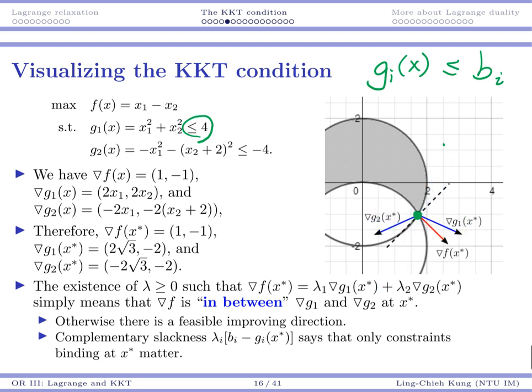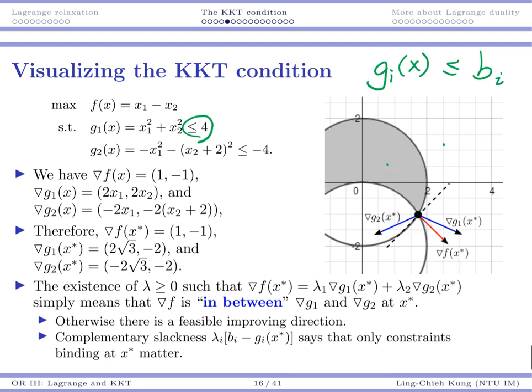For G2, you may see that it's also perpendicular to the tangent line. The tangent line is tangent to G2, which is the circle here. So you first have the tangent line and then you have a perpendicular angle. That gives you gradient G2.